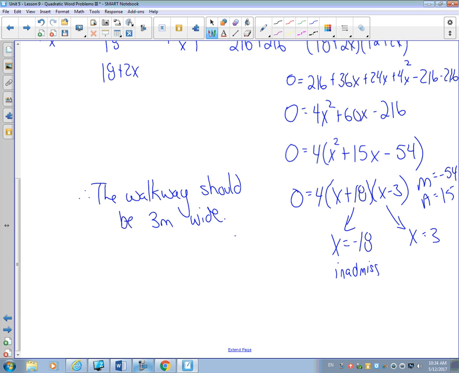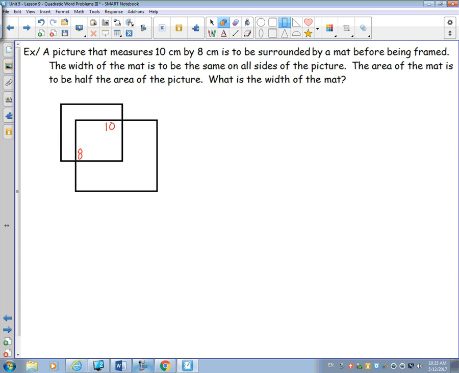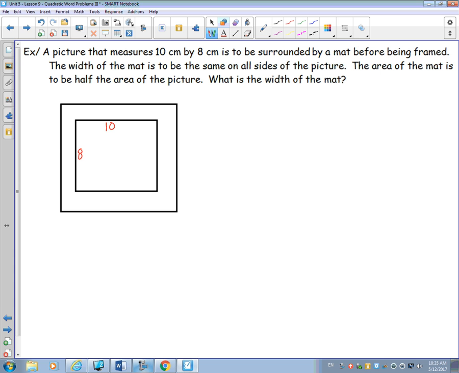Okay, last one. If you didn't try that one, try this one. A picture that measures 10 by 8 is to be surrounded by a mat before being framed. Okay, so I'm going to guess we've got ourselves a nice little rectangle here, 10 by 8. The width of the mat is to be the same on all sides of the picture. So this is like that background sort of thing. Okay, so we need a uniform rectangle. So we've got x, and x, and x, and x. And from previous knowledge, we know this is 10 plus 2x and 8 plus 2x.